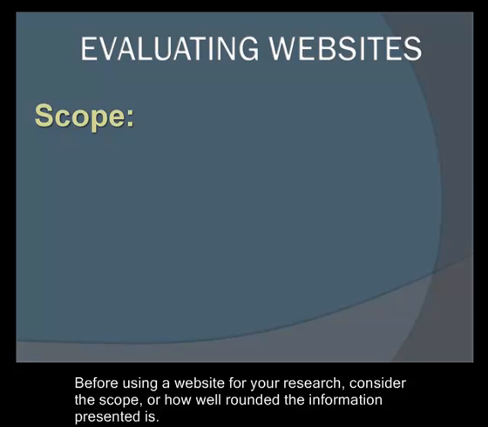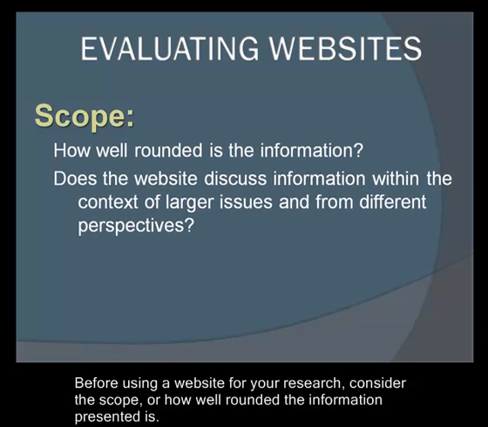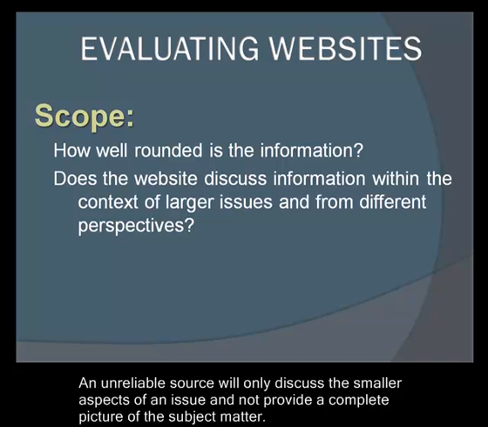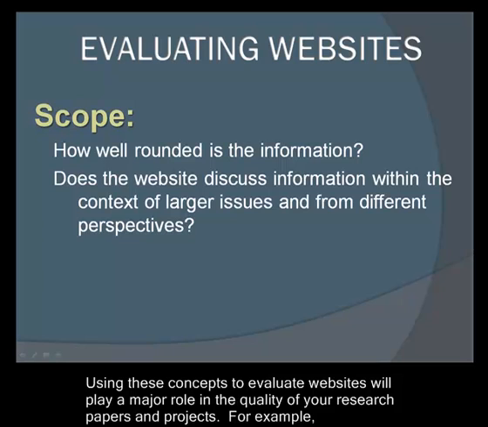Before using a website for your research, consider the scope, or how well-rounded the information presented is. A trustworthy website will discuss information within the context of larger issues and from different perspectives. An unreliable source will only discuss the smaller aspects of an issue and not provide a complete picture of the subject matter. Using these concepts to evaluate websites will play a major role in the quality of your research papers and projects.